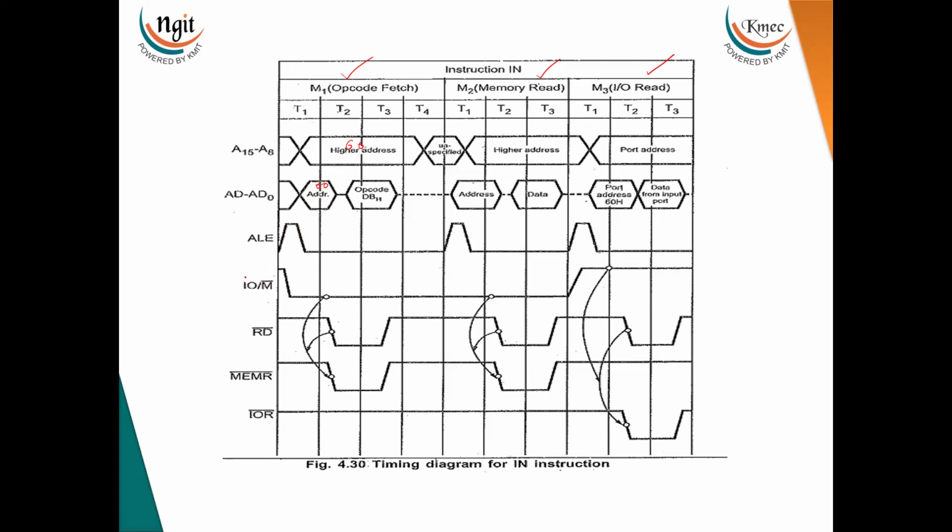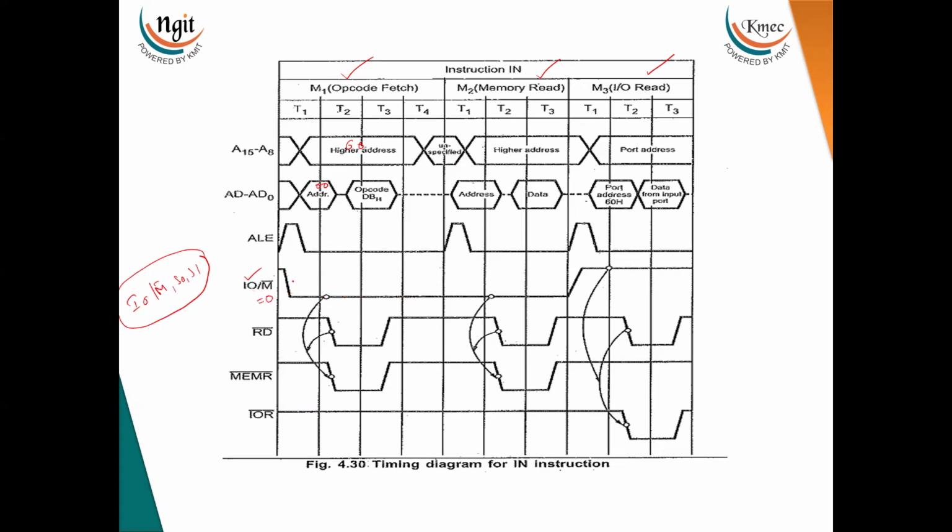Instead of writing IO/M bar, you can represent IO/M bar, S0, S1 all three together. Otherwise, if you want to represent them separately, you can. In this case, we are accessing the opcode, which is stored in a memory location. That's why we are accessing the memory, so the memory signal is activated here. IO/M bar means, if you give 0, then memory is accessed.